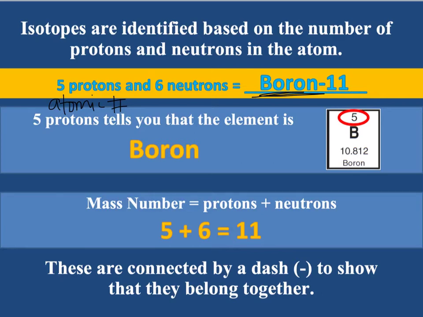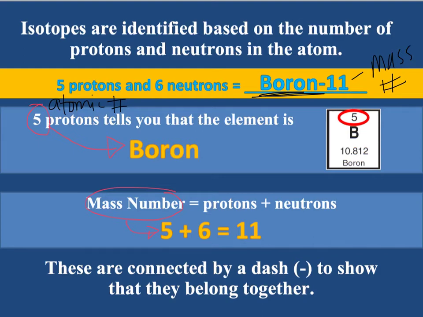To figure out what isotope, that's where I add my protons and neutrons together to give me my mass number. So this is my mass number. And this isotope would be called boron 11. So again, the 5 tells you what element it is, and the mass number you get from adding your protons and your neutrons together.